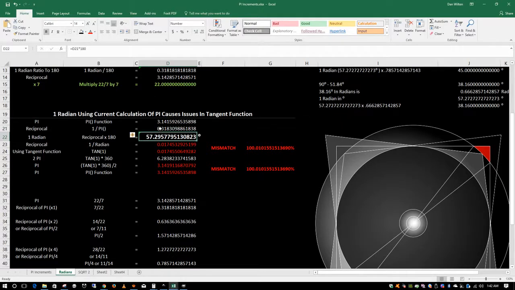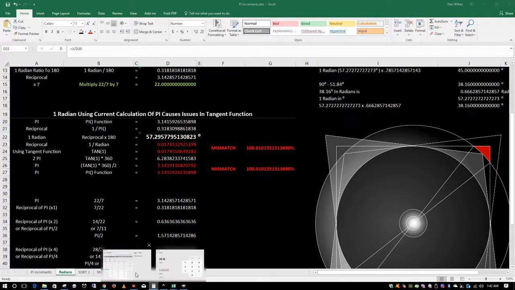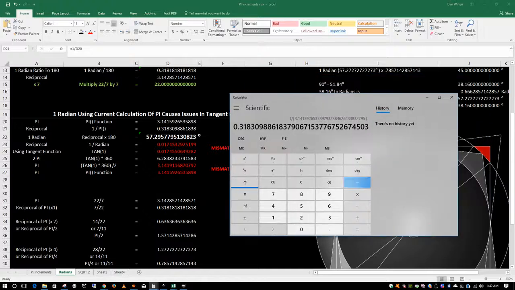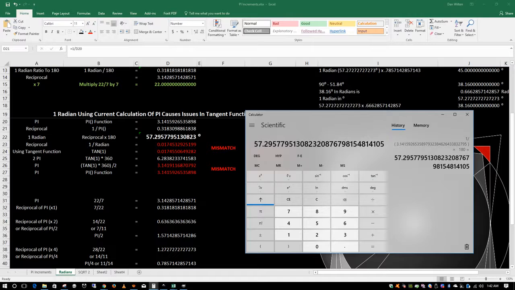So anyways, if you take this number right here, which is the reciprocal, and you multiply that times 180, then you get their version of what the degrees would actually be. So that's 1 radian is equal to 57.2957 degrees using their version of pi. Okay, so if we take the reciprocal of that, we get this number right here. Now we know that the tangent of 45 degrees is supposed to be 1.